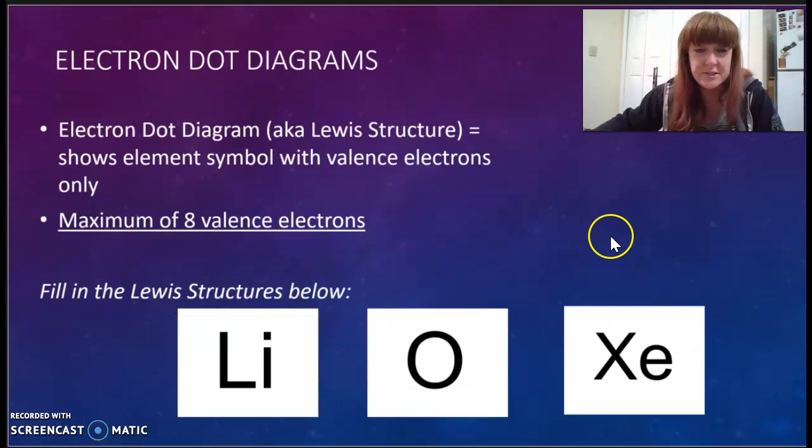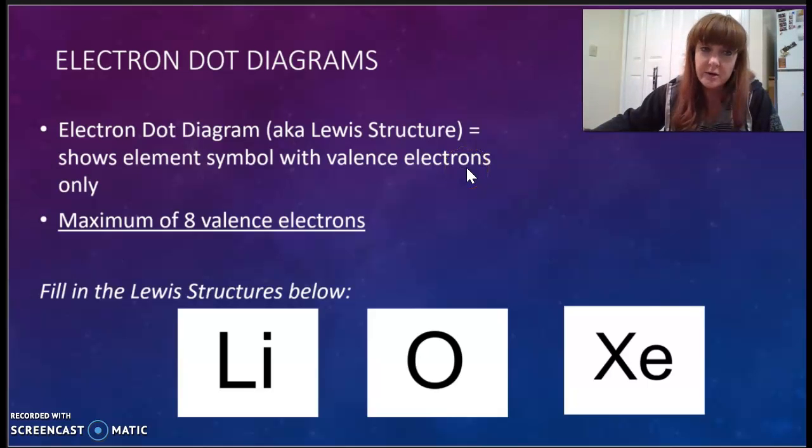A lot of times we don't really care about all of the electrons and all of the different energy levels. So instead, what we're really looking at when we look at chemistry, we're talking about these valence electrons. They're the most important to us. So instead we have this shorthand, and we call that our electron dot diagram, or sometimes Lewis dot diagram or Lewis structure. And that shows the element symbol only with those valence electrons. So only the electrons in the outer energy level.